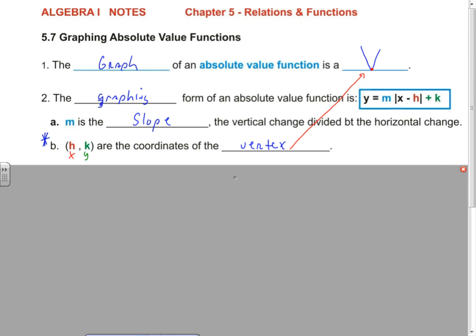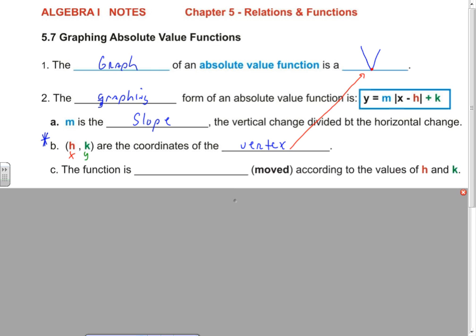So h and k are the coordinates of the vertex. Very, very important. Muy importante. All right, so c. The function is translated.